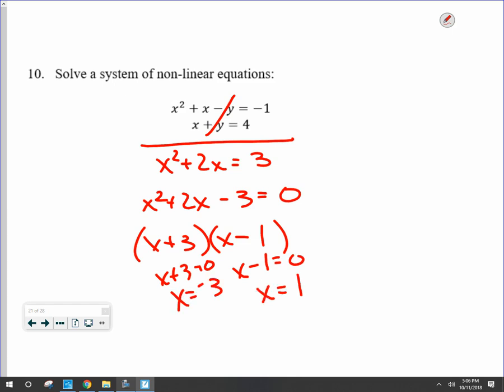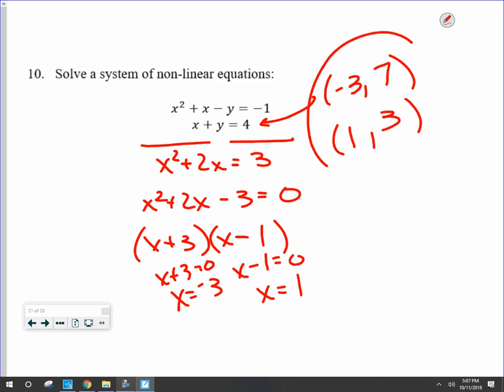Now I'm going to go back and plug these two answers into the line. It's always best to plug it into the line. So if I plug negative 3 in for x in the bottom equation, I end up getting positive 7. If I plug 1 back into the bottom equation, I get 3. So again, the top one is actually a parabola and the bottom one is a line, and so you'll have a parabola and a line that cross in two locations.